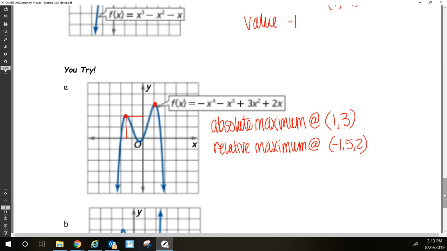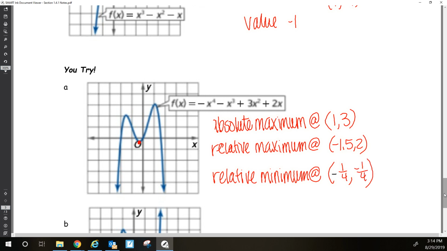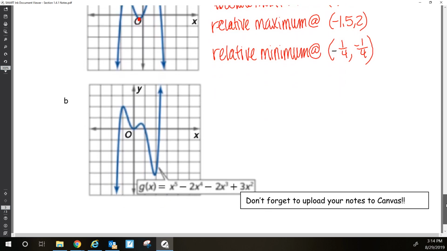Do we have any other extrema on this graph? You betcha. We've got this guy here. Is that an absolute minimum? No, right? Because it keeps going down and down. So I don't have an absolute minimum, but this is a relative minimum. And we would say that occurs at, what is that, negative 0.25, 1/4, and then negative 1/4. You might call it negative half, I'd accept that. Can't get too particular with a graph, right? Unless we're a graphing calculator.